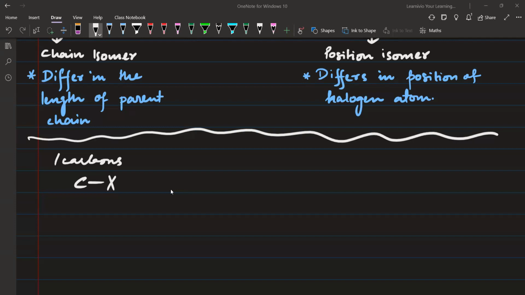If you have two carbon atoms, then C1 and C2. You can attach the halogen atom here, or you attach here. It's going to be the same thing. First of all, let us look at chain isomer. Position बाद में देखेंगे, chain. Carbon 1 is attached to carbon 2. That's the only possibility. Even if you write it like this, 2, 1, carbon 1 and 2 are attached.